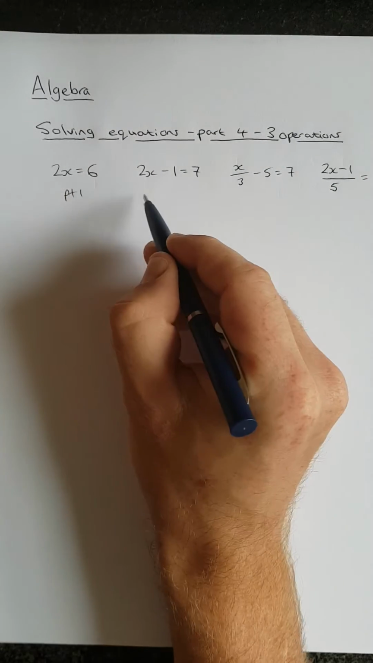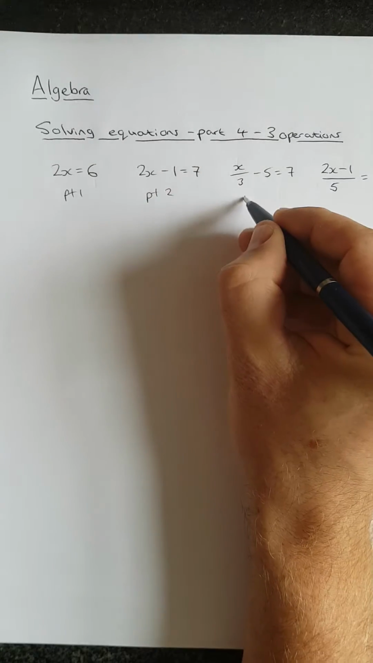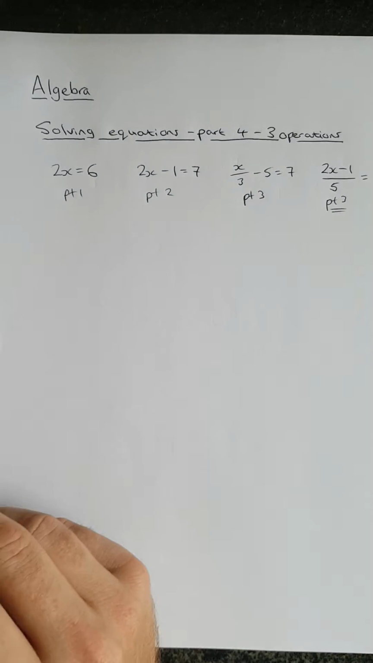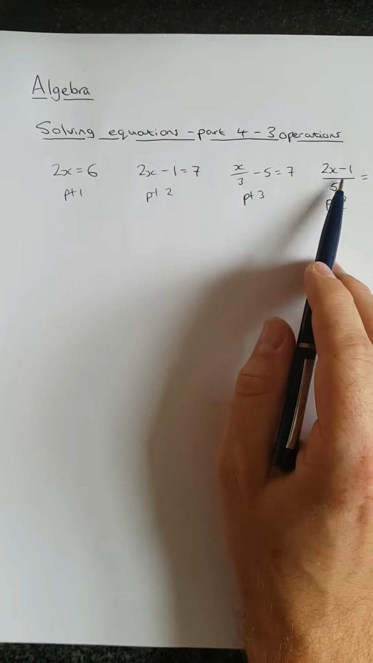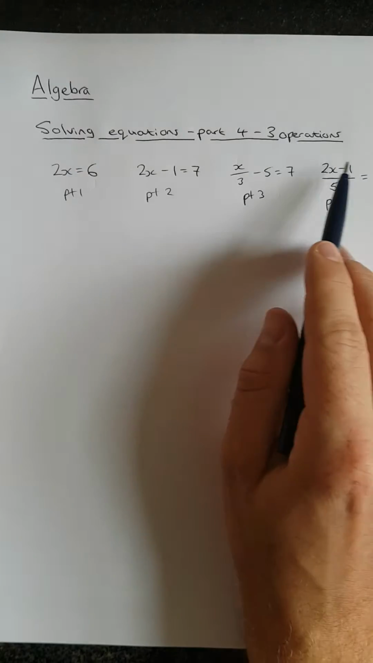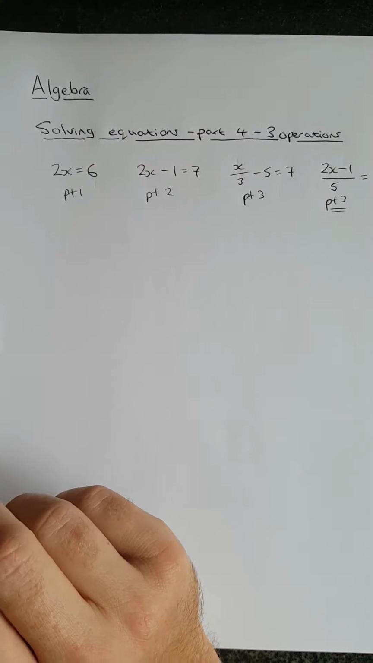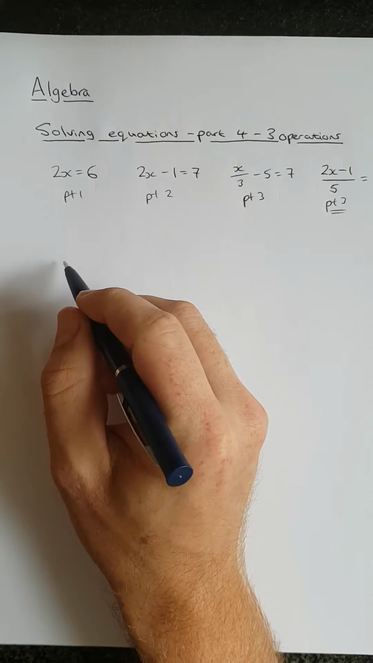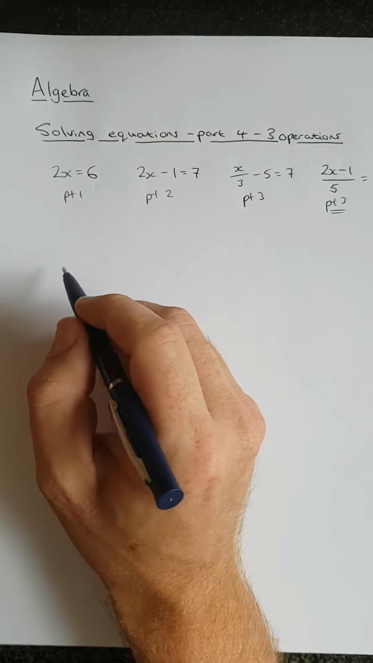Now, the equation you see there, referred to in part 3, has three operations, and we had to be careful with this divide. If you're not sure on these, please go back and watch part 3. So, let's look at an equation with three operations.